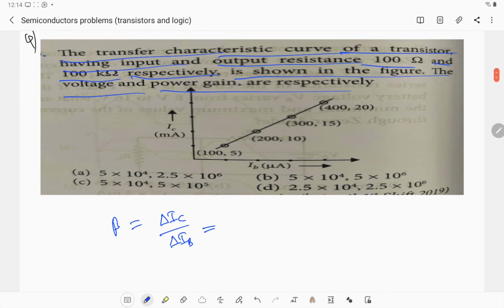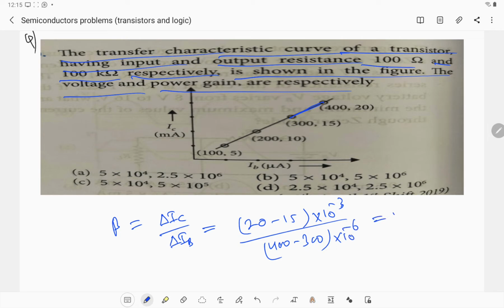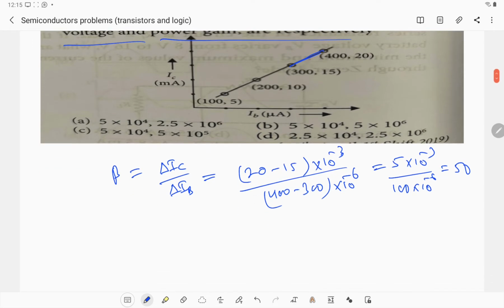Here is the current IC and here is IB. Delta IC, if you take this interval 20 minus 15, IC is in milliamperes, therefore 10 to the power of minus 3, by IB is 400 minus 300, and this is in microamperes, into 10 to the power of minus 6. This becomes 5 into 10 to the power of minus 3 by 100 into 10 to the power of minus 6. This becomes 50. Beta is equal to 50.